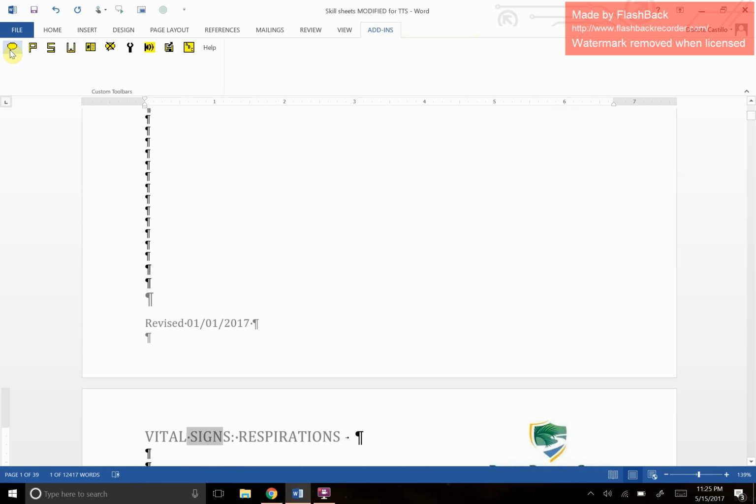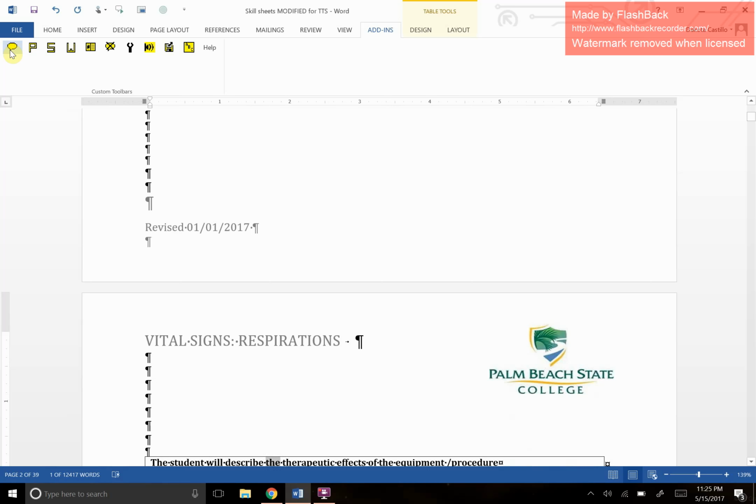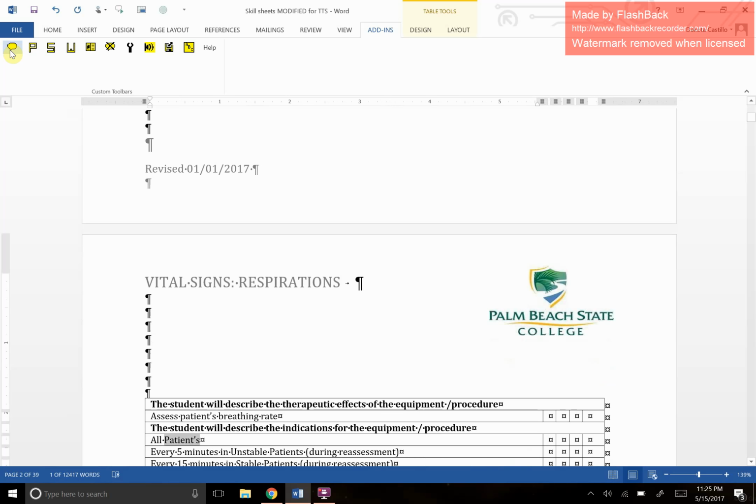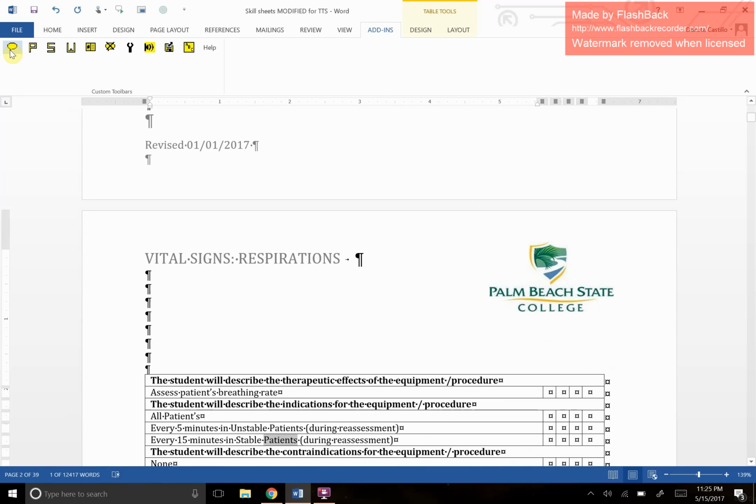Vital signs, respirations. The student will describe the therapeutic effects of the equipment/procedure. Assess patient's breathing rate. The student will describe the indications for the equipment/procedure. All patients. Every 5 minutes in unstable patients, during reassessment. Every 15 minutes in stable patients, during reassessment.